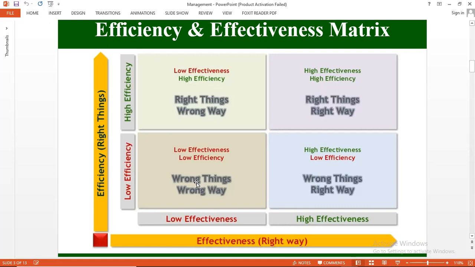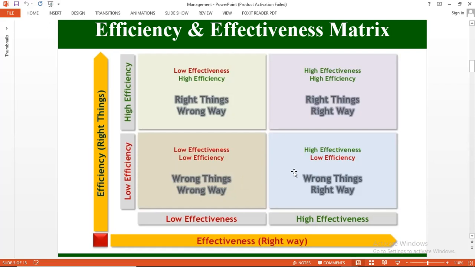Further, we move toward the third quadrant, which has both low efficiency and low effectiveness. So if it lies in the third quadrant, it relates to low effectiveness and low efficiency, which is doing the wrong things in the wrong way. So this is the further understanding of the third quadrant of low effectiveness and low efficiency.